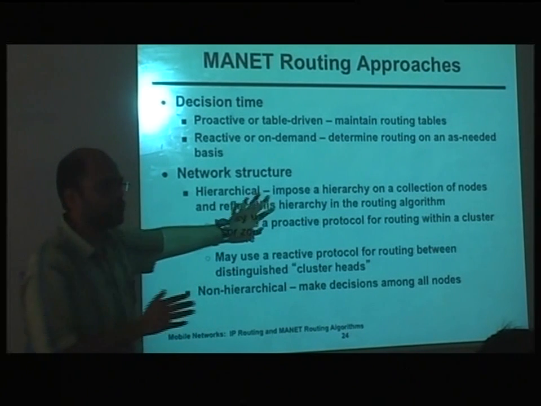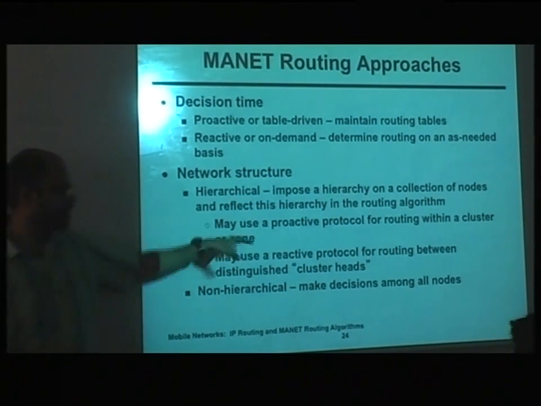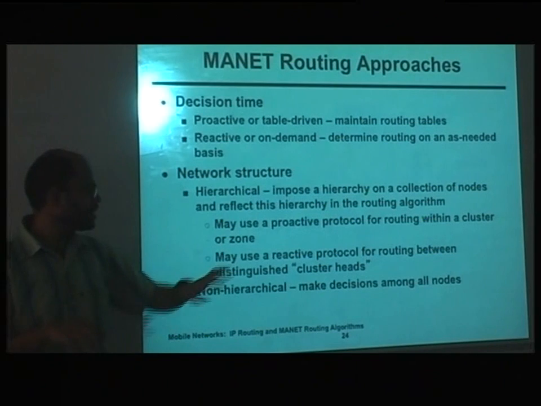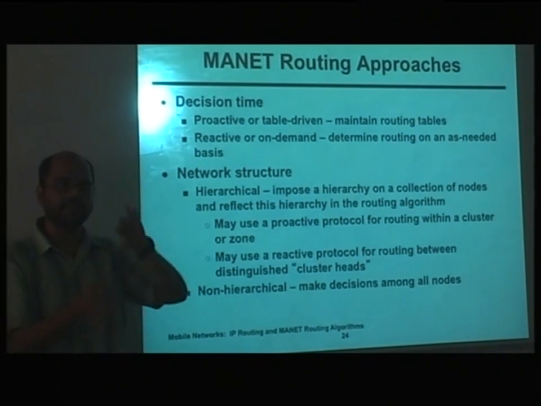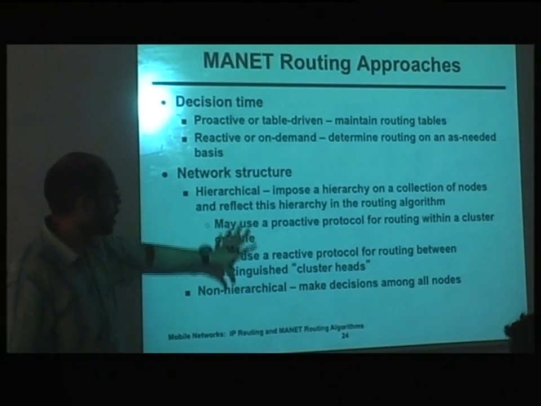And then you can have a combination of these two. So for some part, you will divide the network into chunks, small parts, and for something you will use proactive routing, and then on top you can use reactive and vice versa. So all of these will be hybrid approaches.